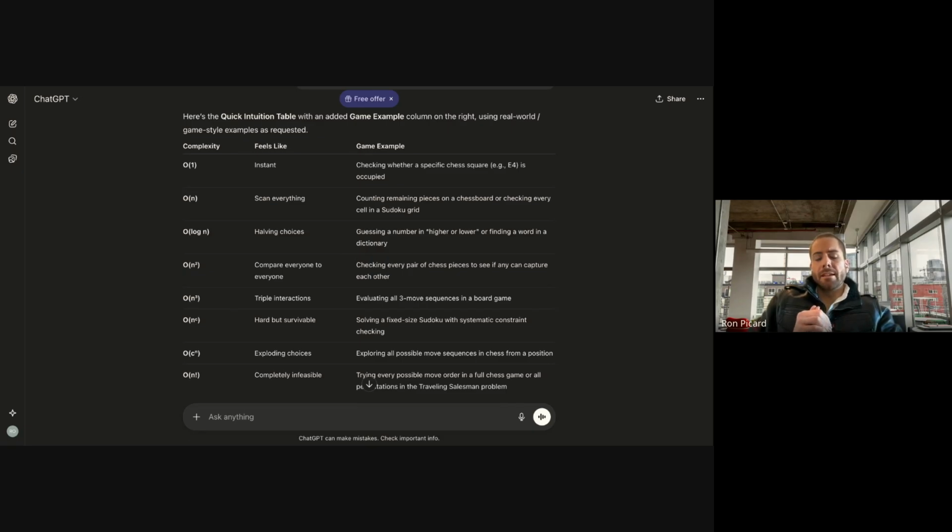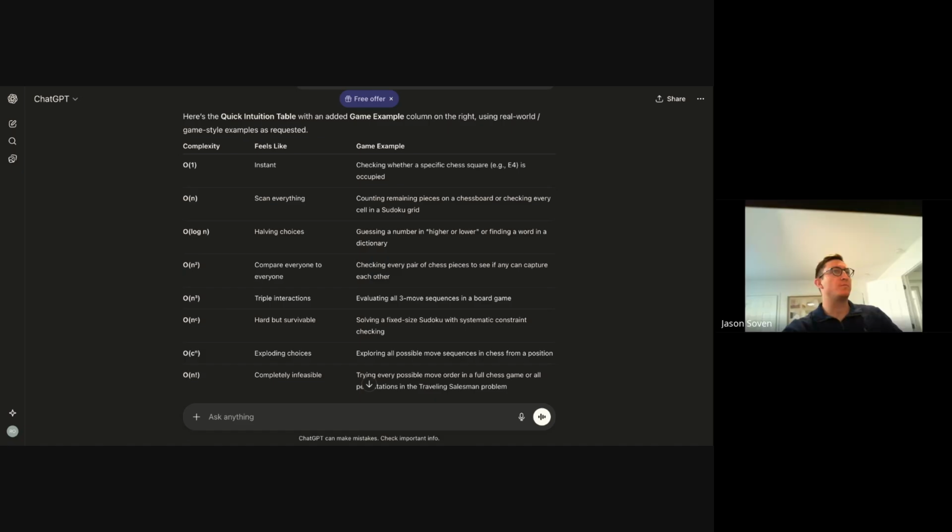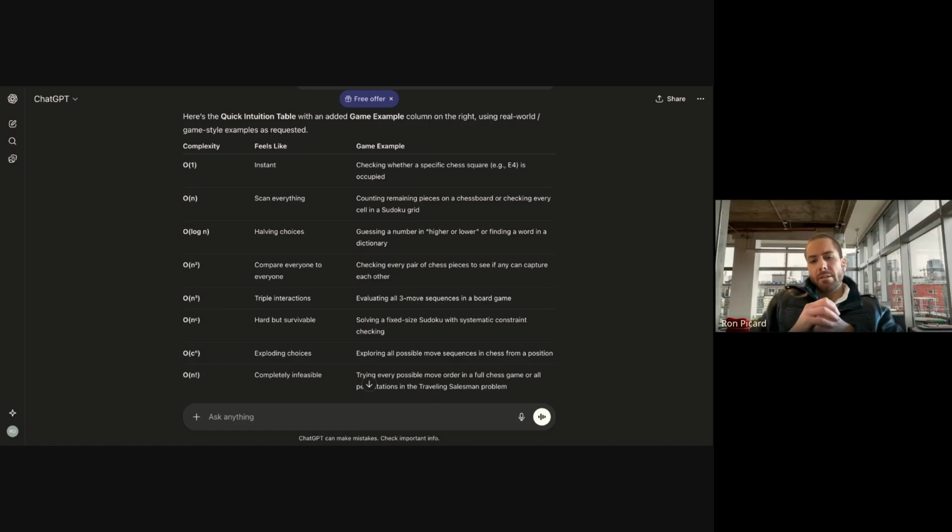So that's logarithmic. Then you start to get to polynomial. You're going to get a polynomial ramp up, which is a steeper ramp up than logarithmic time. So for example, checking every pair of chess pieces to see if they can capture each other. That's just big O of n squared, because you're basically checking, can this one capture anyone? Can the next one capture anyone? Can the next one capture anyone? So you're going to have to loop through the box twice, essentially.